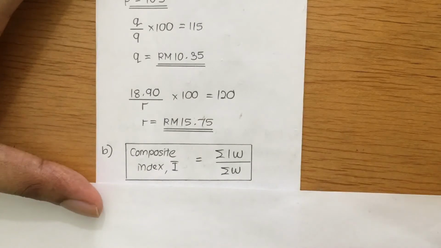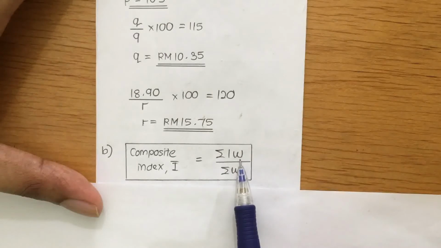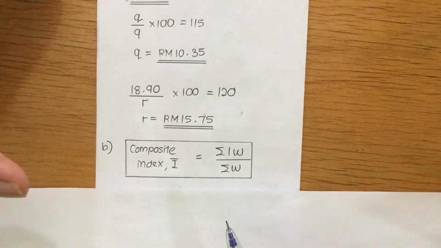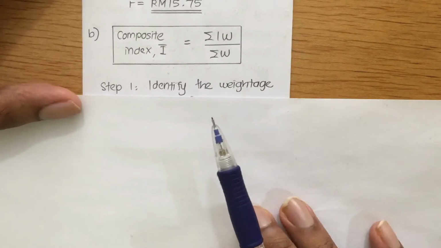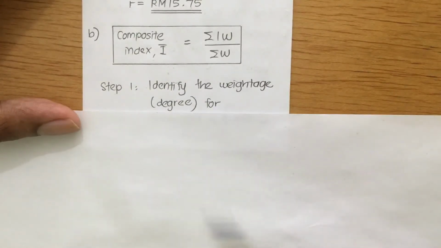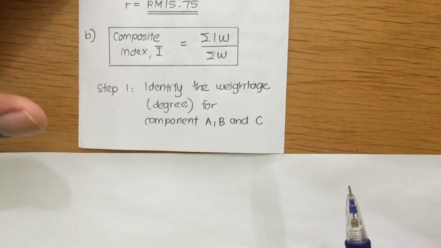So once you've already identified the price index, now you can proceed to find the composite index, guys. Okay, composite index I bar is equals to summation of price index times with the respective weightage divided by the summation of the weightage. So this is the formula for composite index. Okay, continue. So the step 1, what we need to do, we need to identify the weightage which is in the degree form for component A, B and C, guys. Okay, let me turn to the next page.